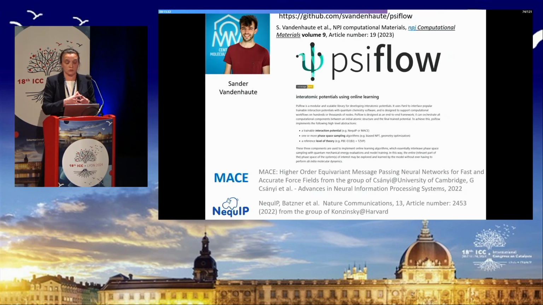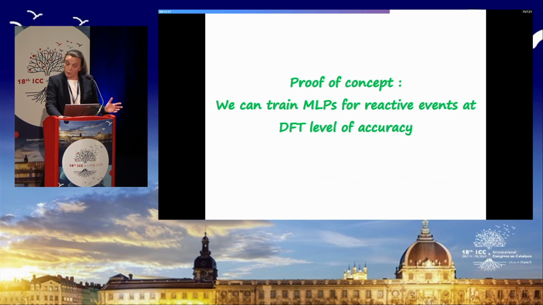One of my PhD students, Sander van den Hout in my group, has devised a program to do this, and we are also relying on very efficient equivariant neural network frameworks that you can see cited here. So the proof of concept is that we can train machine learning potentials for reactive events at DFT level of accuracy. The question is: is DFT accurate enough?